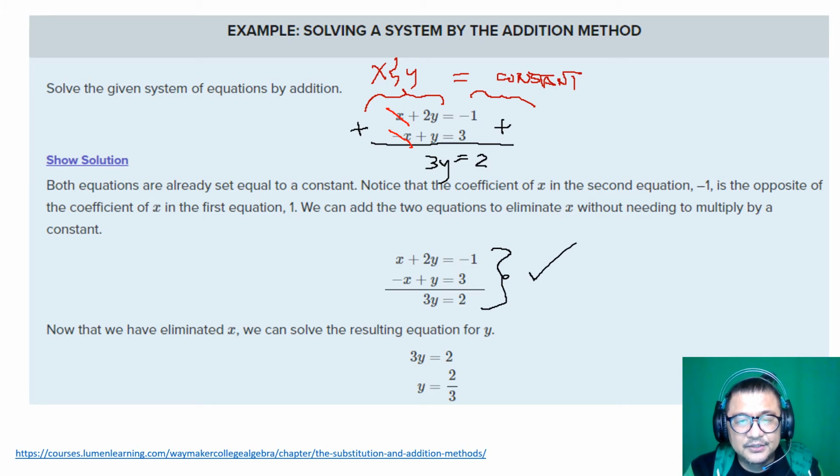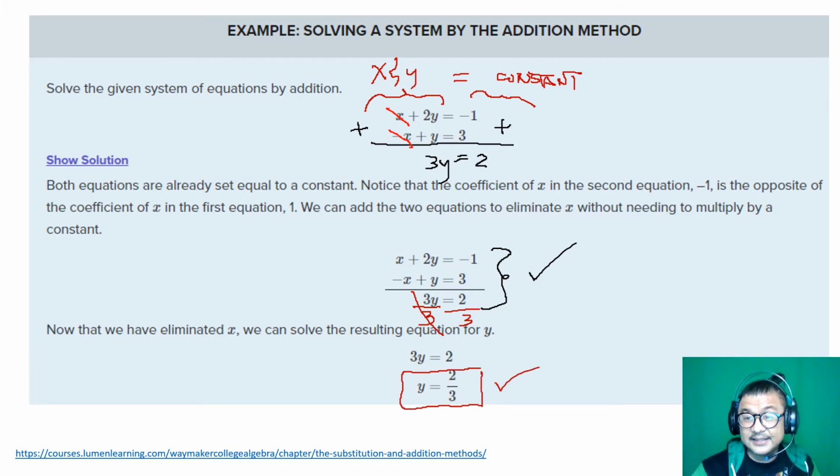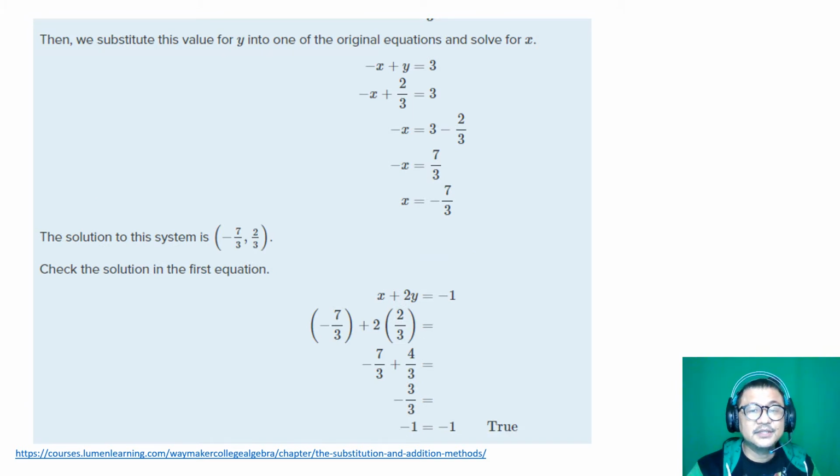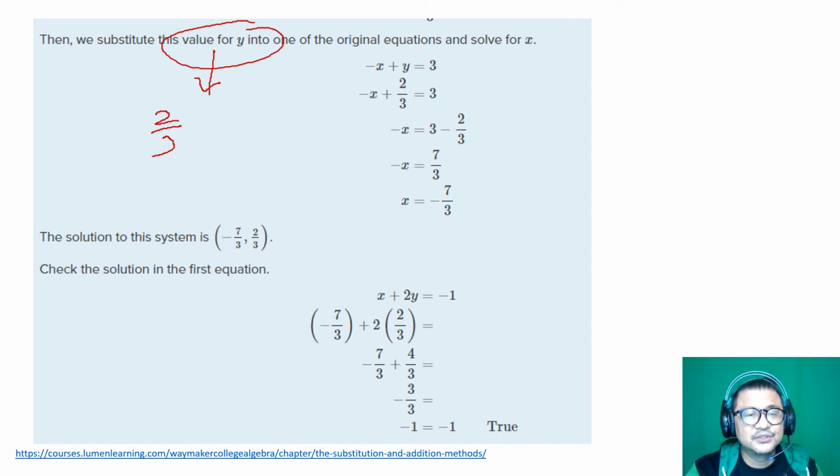What do I get for the value of y? Divide by 3 on the right, divide by 3 on the left. That cancels out. Therefore, y is equal to 2/3. Okay, now I know the value of y. Since I already know the value of y, I can substitute it. Remember, the value of y a while ago was 2/3.